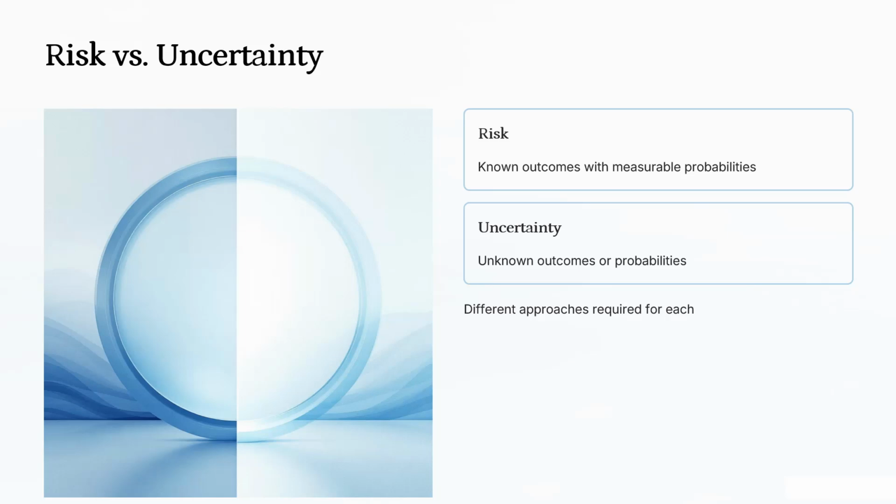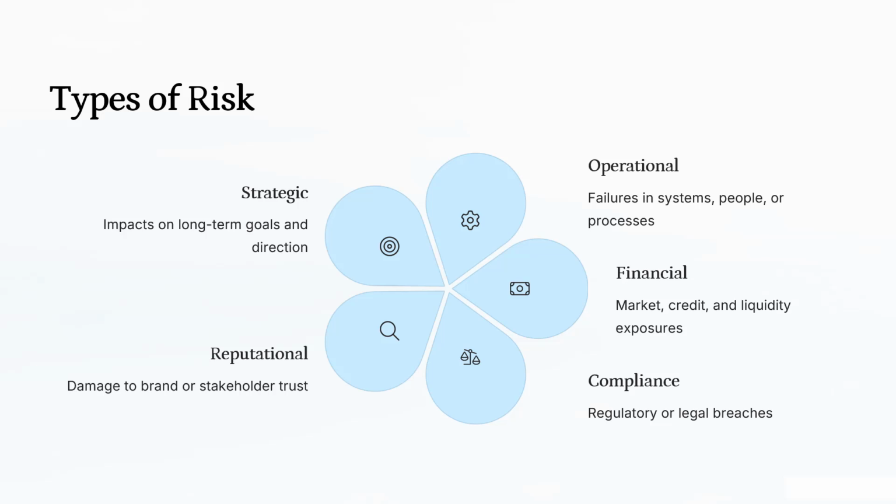Let's talk categories. What types of risk do risk managers deal with? There are 5 main types. Strategic risk, tied to business direction and long-term goals. Operational risk, from internal processes, people, or systems. Financial risk, market movements, credit, liquidity, and more. Compliance risk, failing to meet laws, rules, or regulations. Reputational risk, losing trust with your customers or stakeholders. Every risk falls into one or more of these buckets.